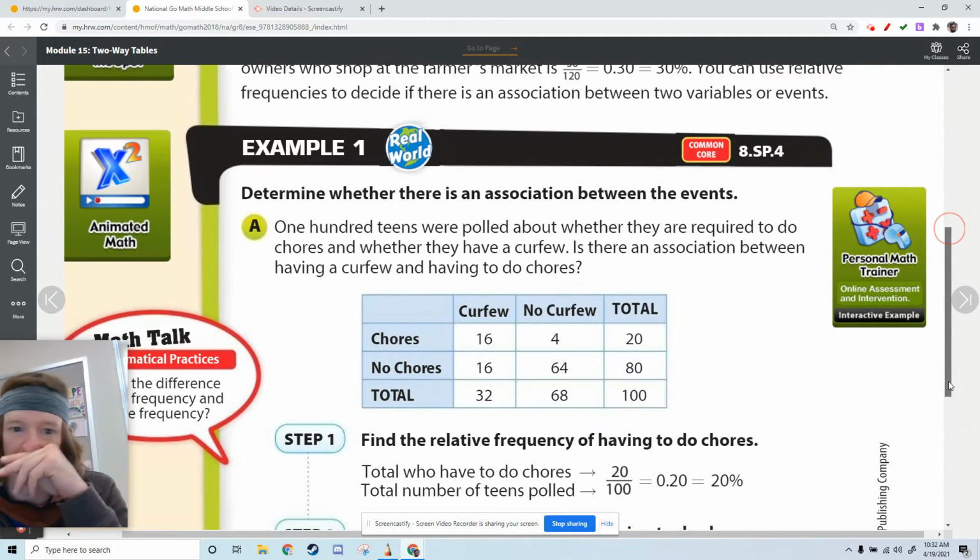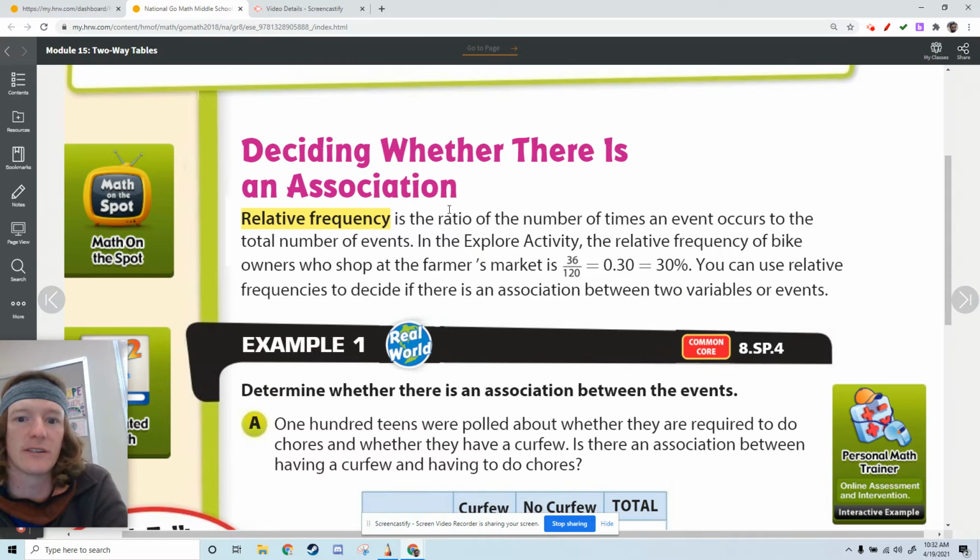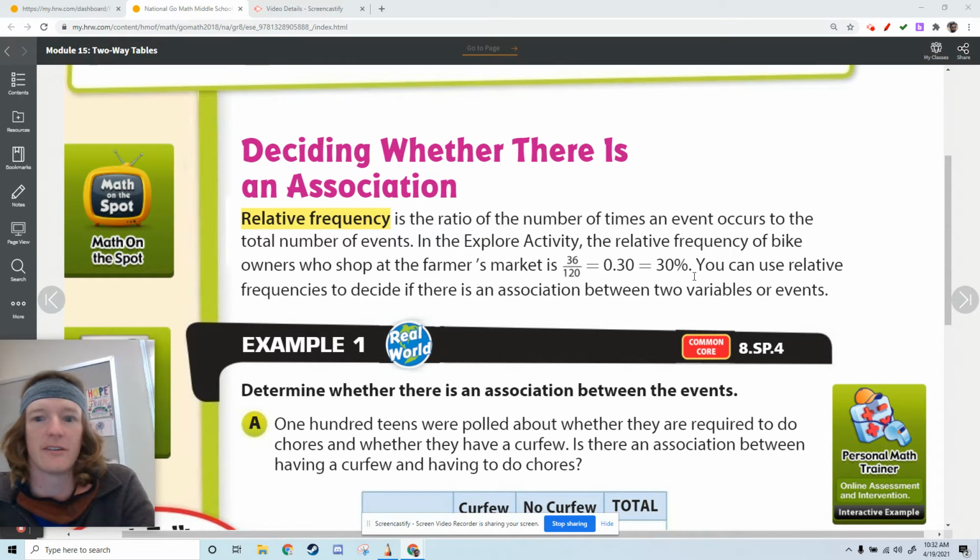So here's one that they gave us. Relative frequency is the ratio of the number of times an event occurs to the total number of events. So it would be blank out of the total number. So in that last case, we had 120 people. So we could ask, what percentage of people own a bike and go to the farmer's market? So let's just look at this one.